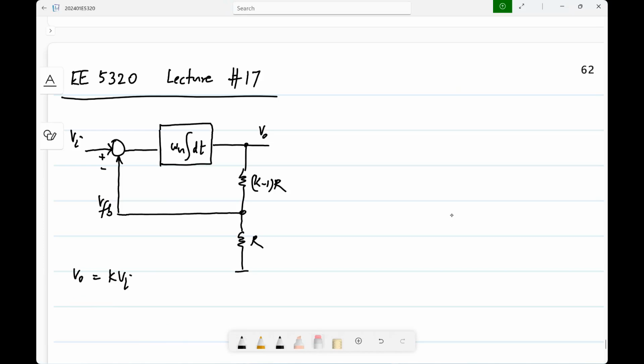Now what happens is if the input is a constant, then as long as this feedback is not equal to the input, the output will not be constant. Okay, because if there is some non-zero input to the integrator, it will be moving. And of course, if this VFB is smaller than VI, then the output will increase and vice versa. So the output will reach steady state when, for a DC or constant input VI, steady state V naught is K times VI.